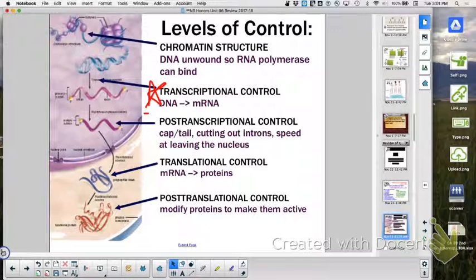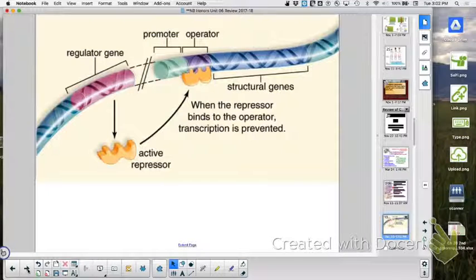Post-translational control is, now I have my protein. It's the beginnings of that protein. It's just a strand of amino acids. It has to get folded into the correct shape before it can do its job. Post-translational control is getting that chain of amino acids in the correct shape so it can do its job. Maybe it's an enzyme and it needs to have a particular shape to be an active site in order to catalyze a reaction. That would be an example of post-translational control. This is what we've talked about.